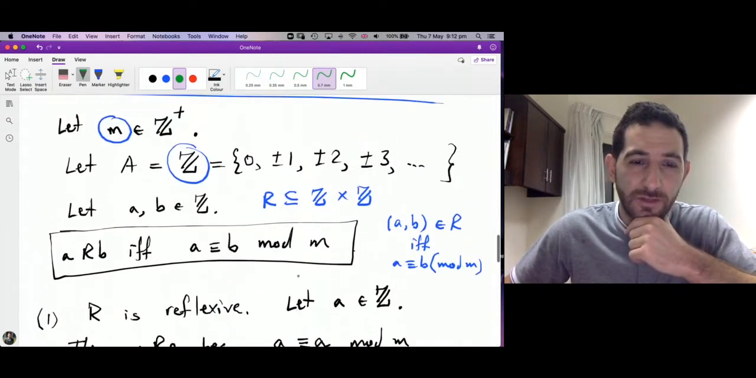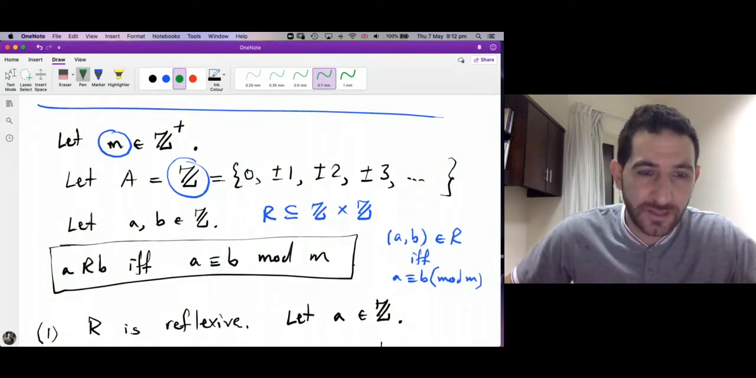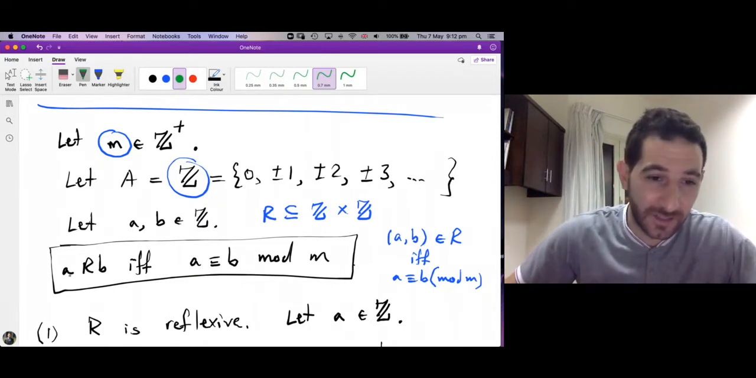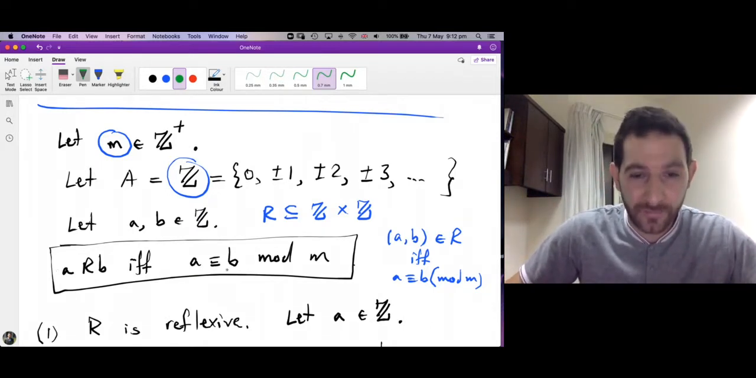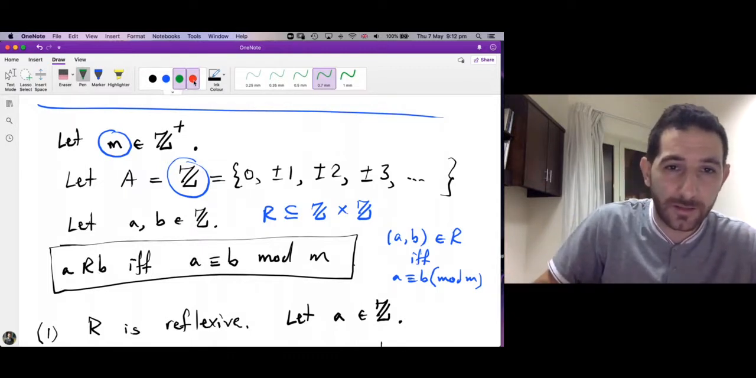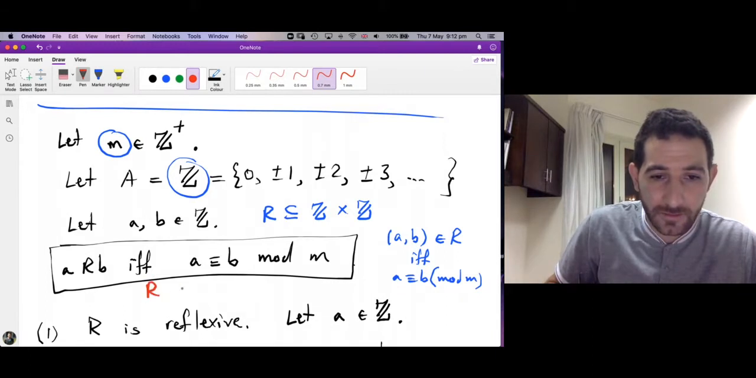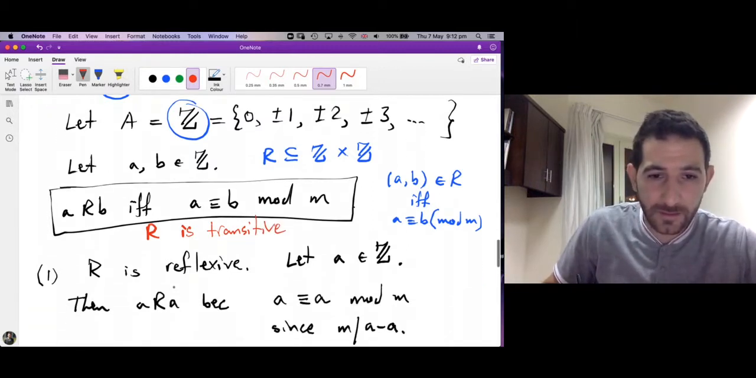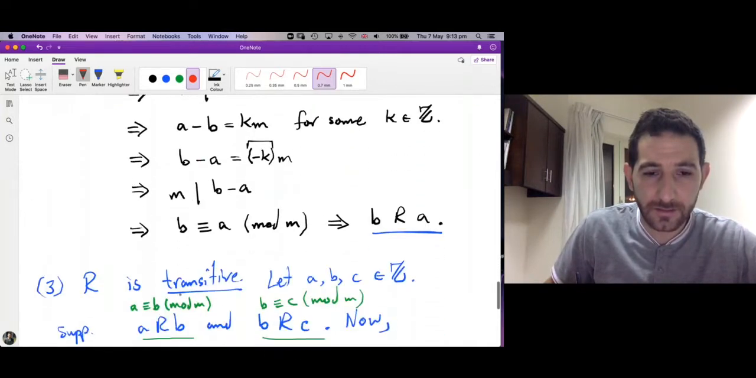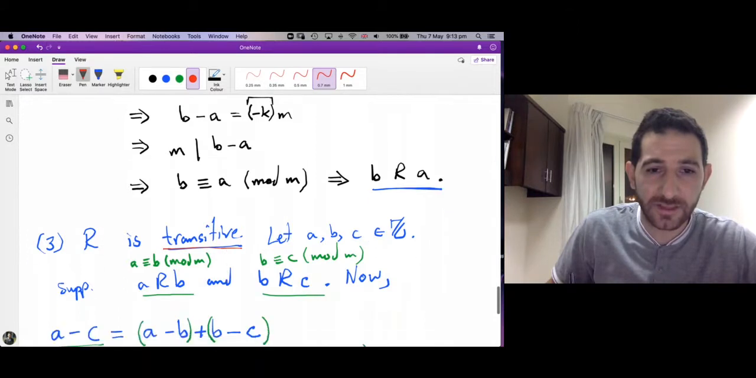So the moral of the story is that if we choose any positive integer M and we look at the set of all the integers and we define a relation on Z by saying an integer A is related to an integer B if they are congruent modulo M, then we get a transitive relation. So this is the conclusion, that this R is transitive. And by transitive we mean reflexive, symmetric, and transitive. So this is an equivalence relation.